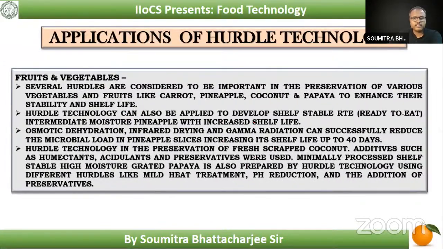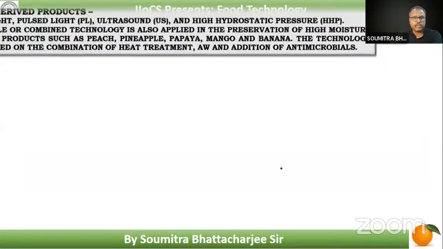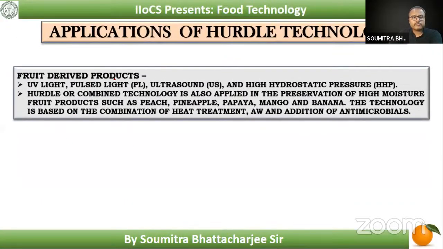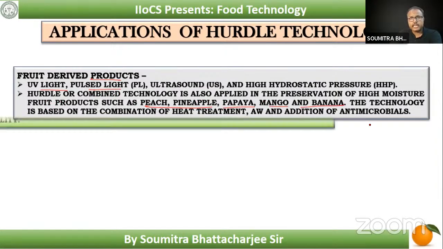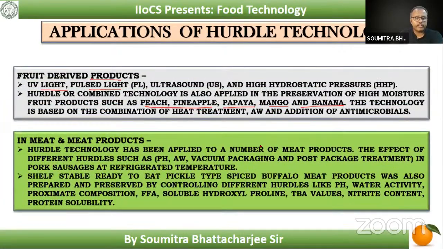In fruits and vegetables, there can be many other processes. We can use hurdle technology to produce ready-to-eat foods itself. We can even use infrared drying as well as gamma radiation processes, which can easily reduce the microbial loads within many kinds of fruits like pineapple slices. Like fruit derived products, what can be there? The UV light, pulse light can be combined to preserve peach, pineapple, papaya, mango, and banana. All these can be preserved by using the fruit derived products itself.